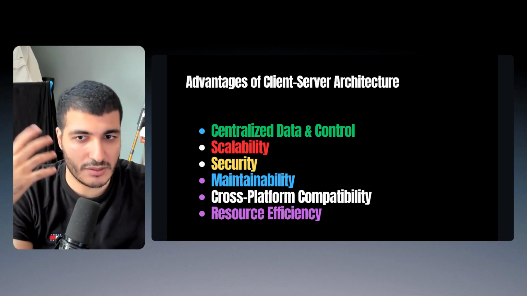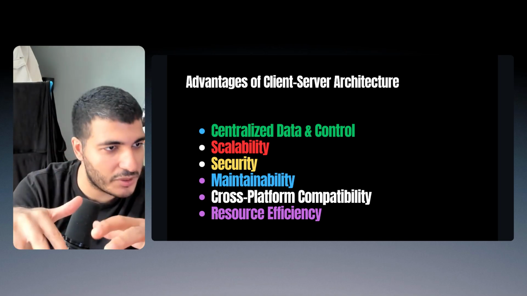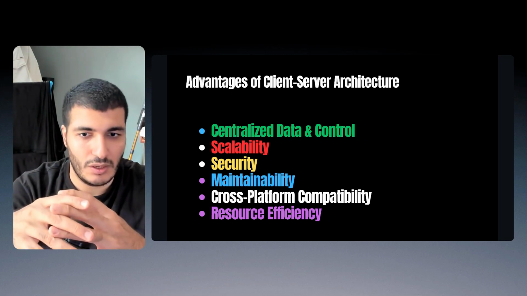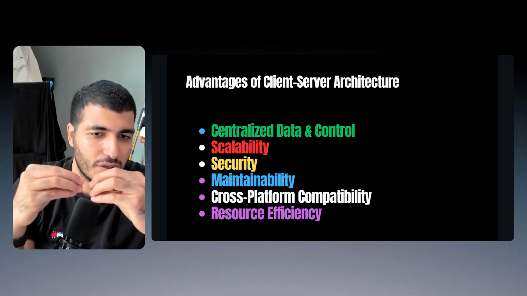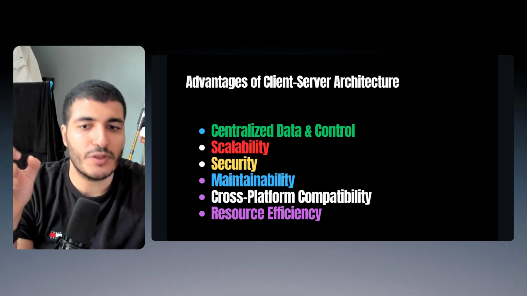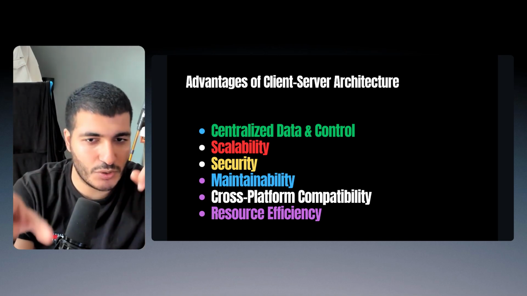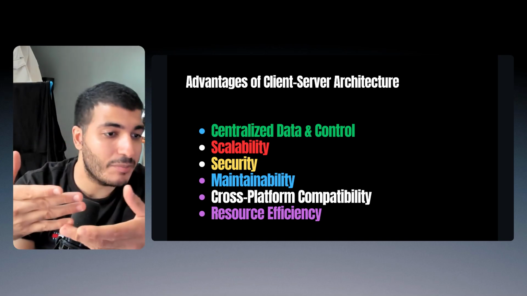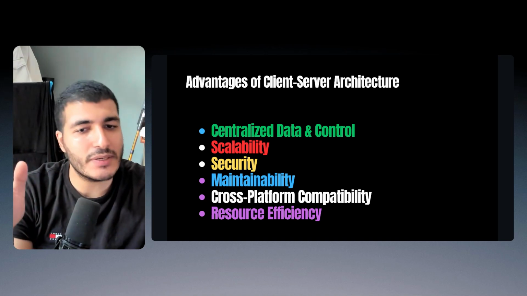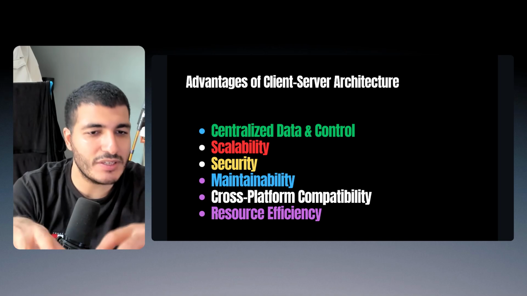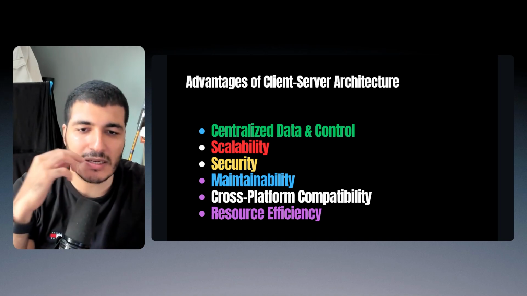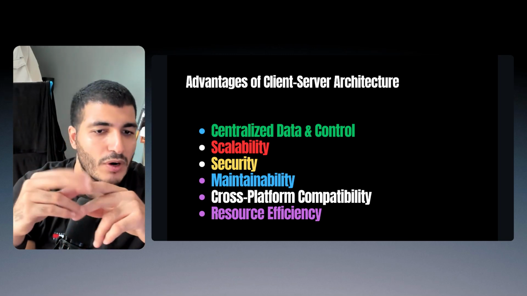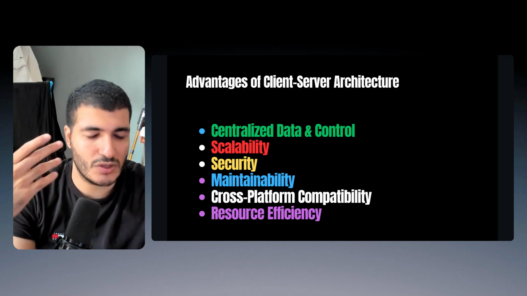We need to know its advantages because it's the foundation of system design. The first thing we will talk about is centralized data control. Basically, data and core logic reside centrally on the server. This simplifies data management, security enforcement, and applying updates. Number two, scalability. Servers can be scaled independently to handle increasing request loads, either by making a single server more powerful, which is vertical scaling, or adding more servers, which is basically horizontal scaling.